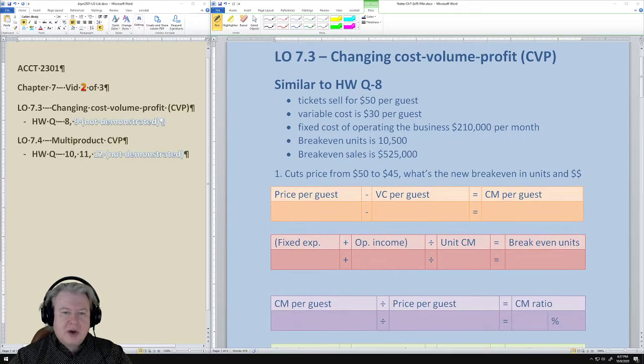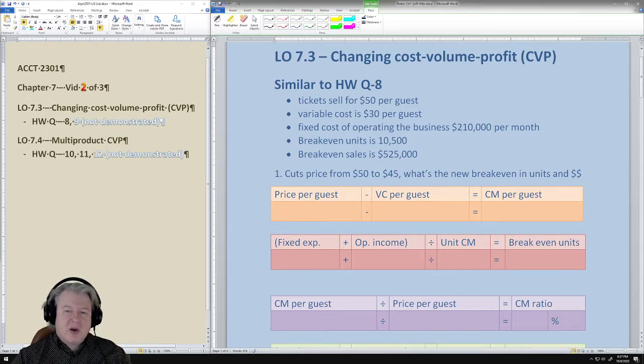Okay, so we're working on the same scenario that we had before, this dinner cruise. We've got tickets for 50, variable costs of 30, and we have the information from last time: the break-even units was 10,500, and the break-even sales was 525,000. So our what-if scenario here is, what if we change the sales price, keep everything else the same, but change the sales price from 50 to 45?